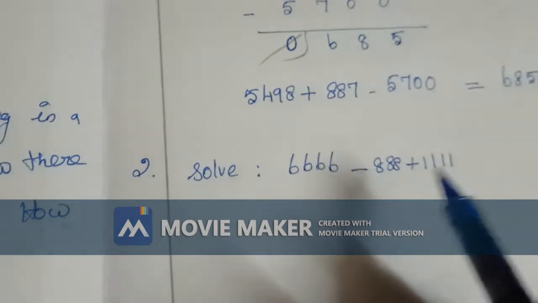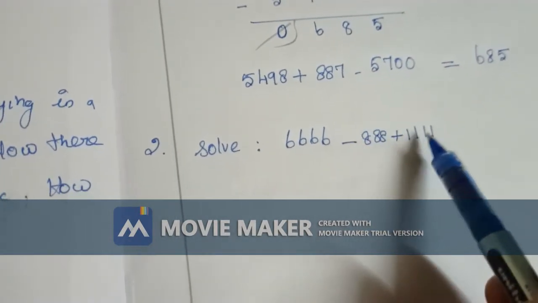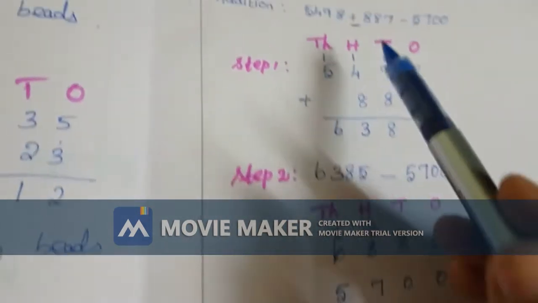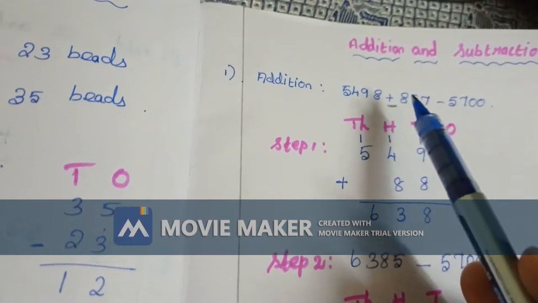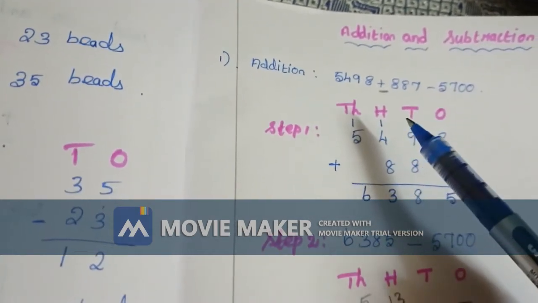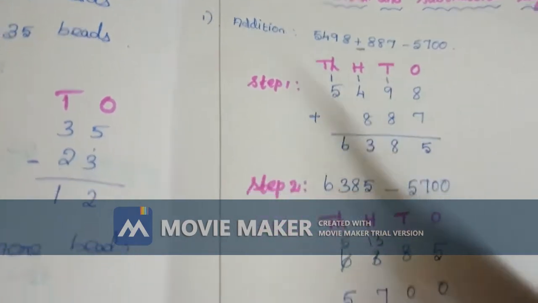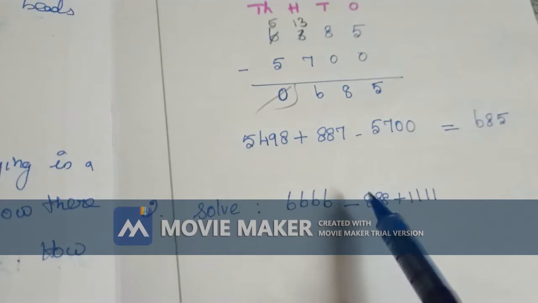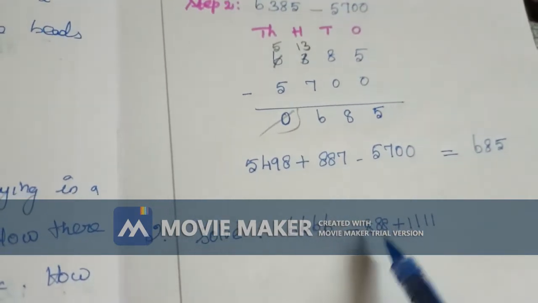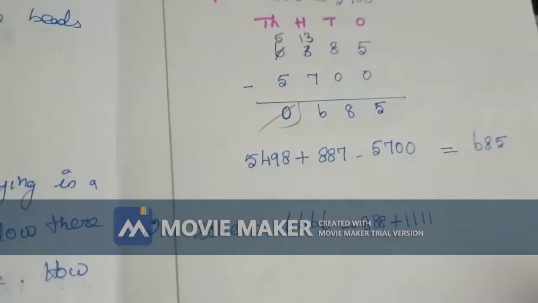So children, here first you have to do the subtraction, then next you have to do the addition. Look at this problem. In the previous problem the first symbol was plus. First we did the addition, then next we did the subtraction. But here the first symbol is subtraction, so we have to do the subtraction first for this problem. So step 1.